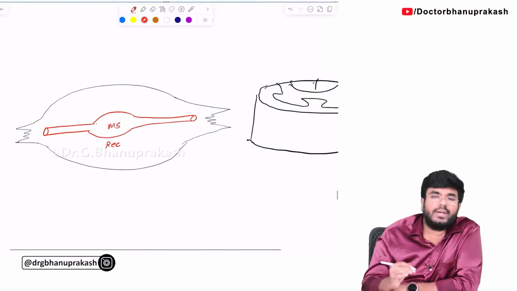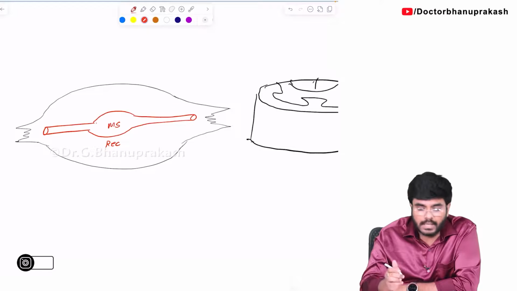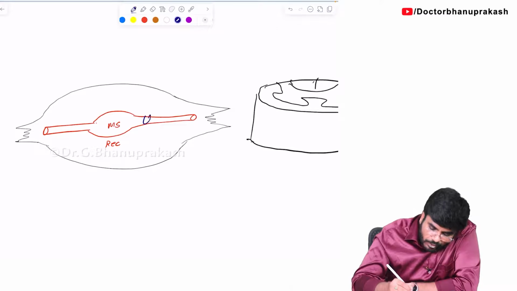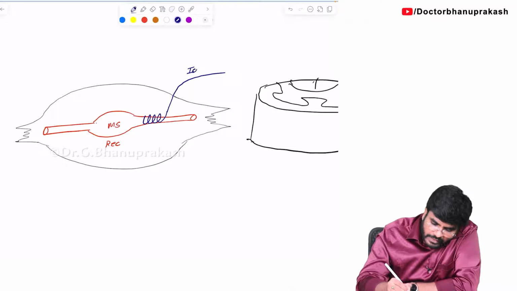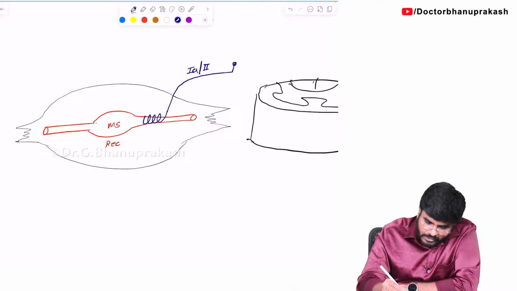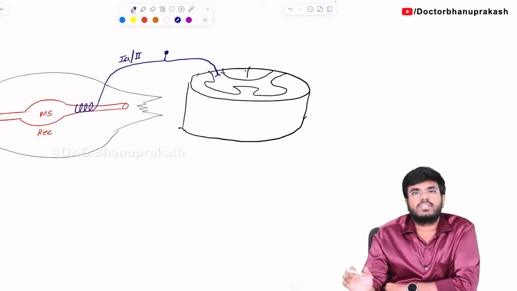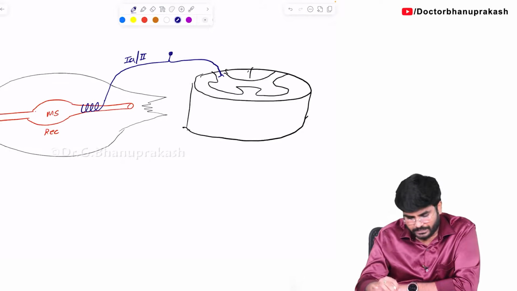Now, being a receptor, what does it have to do? It has to detect the muscle length changes, whether muscle length is decreasing or increasing. With the help of primary 1A fibers and secondary fibers, I am directly showing 1A and secondary both here as one, the information is sent to the spinal cord. Spinal cord is receiving the information on how the muscle length is changing.